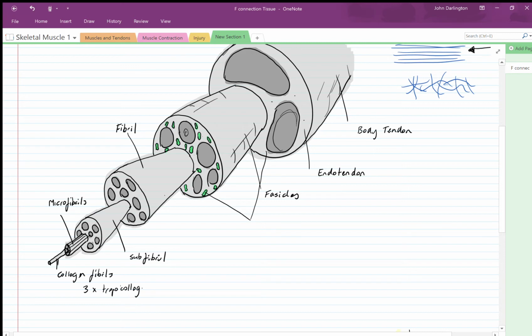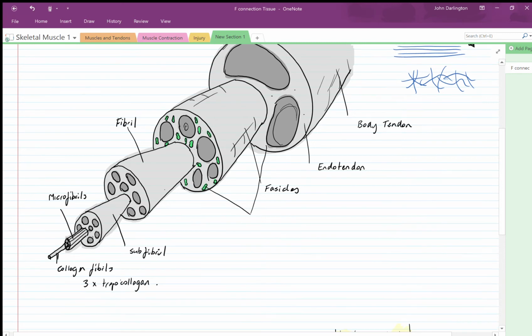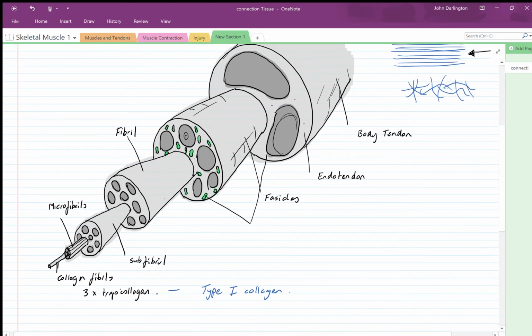Now, the important thing that we need to know here is the type of collagen, and this is very important. The collagen that is here is type 1 collagen. So this is the same collagen that you would find in your bones and in a lot of your dermis. And it's a very strong type of collagen. It's able to resist a lot of tensile force. And it comes into play a lot when we talk about healing because it's not first laid down, but we'll get to that.